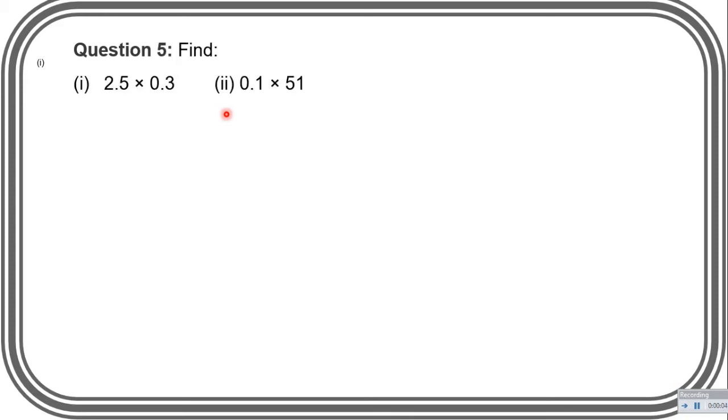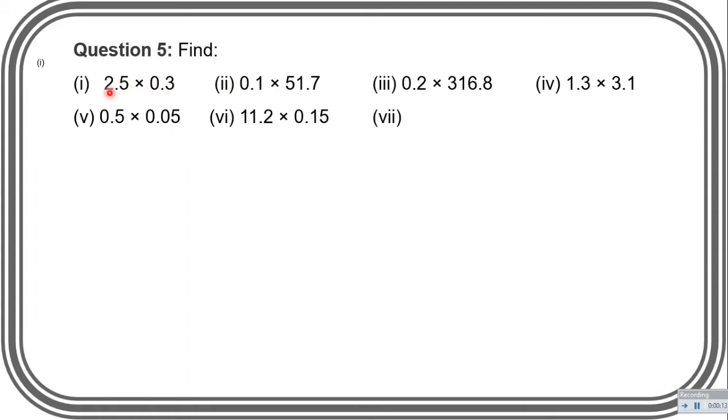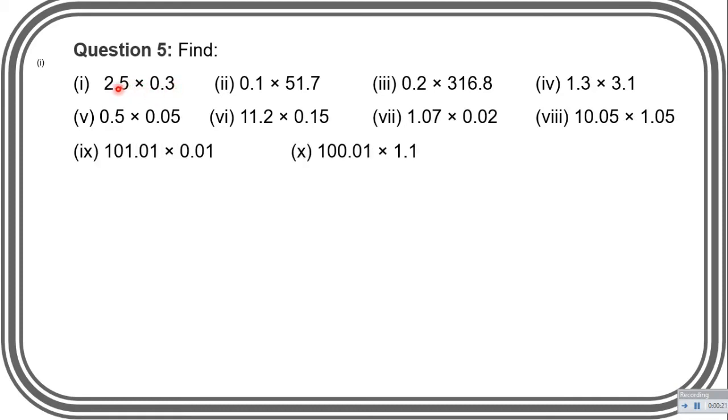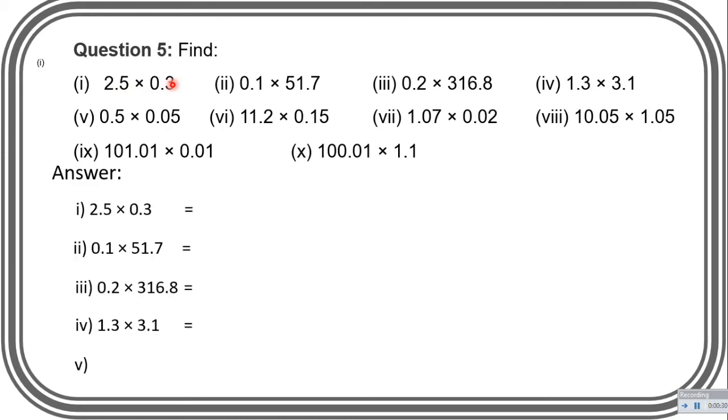Find. Here we are going to multiply decimal numbers. The only difference is that both the numbers have a decimal point. Before, we had a decimal in only one number, but here all the numbers are in decimals. In this I am going to solve only a few questions, and the remaining questions you have to solve by yourselves.